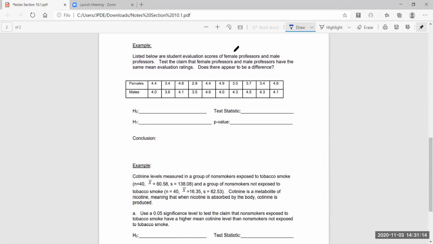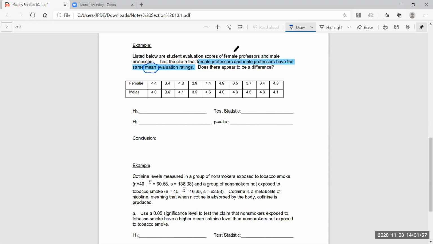And when I choose my examples, I try to make sure that I give you at least one of each type. And you can see here that we have a list of data. This example says that below are student evaluation scores of female professors and male professors. And then it says, test the claim that the female professors and the male professors have the same mean evaluation ratings. And then it asks the question, does there appear to be a difference? Okay. So you can see that you have data here. You can also see in the claim that they're talking about a mean.